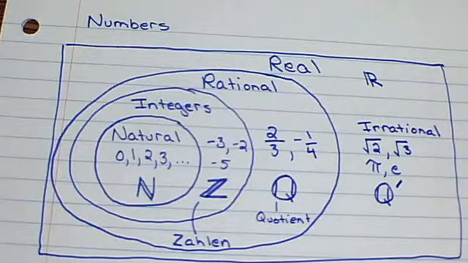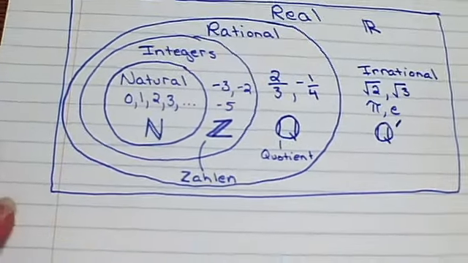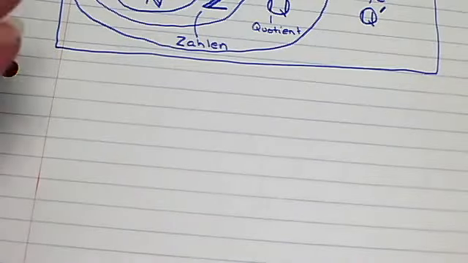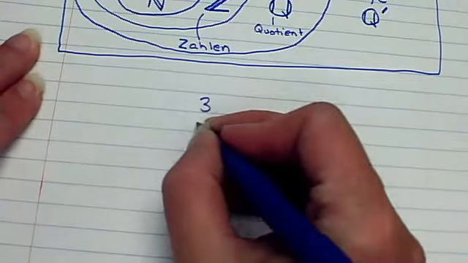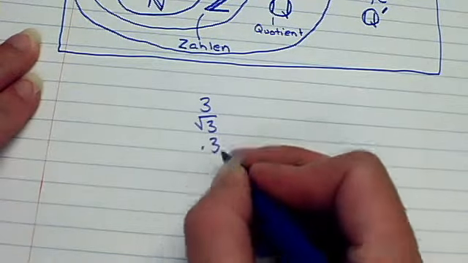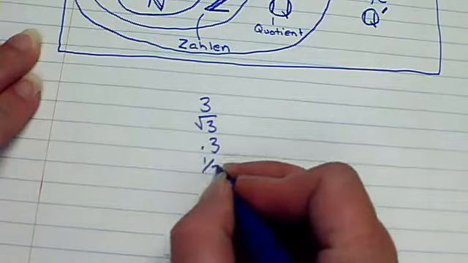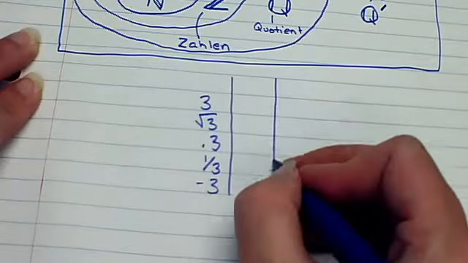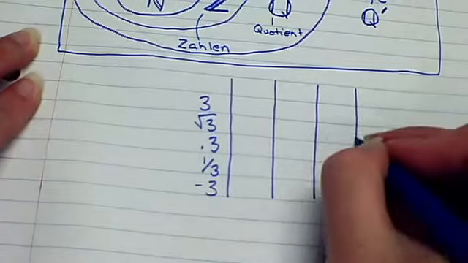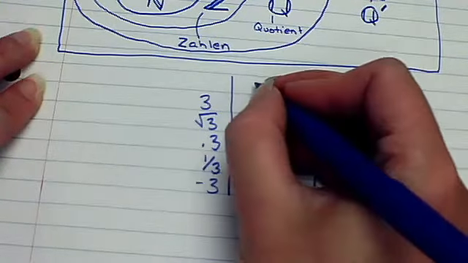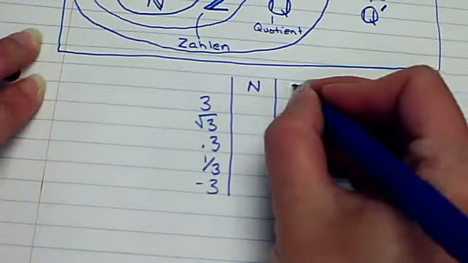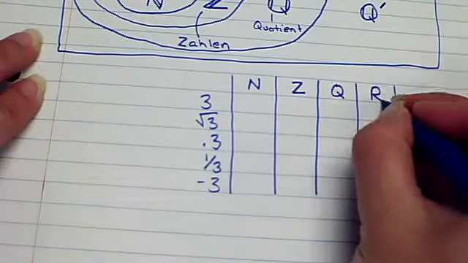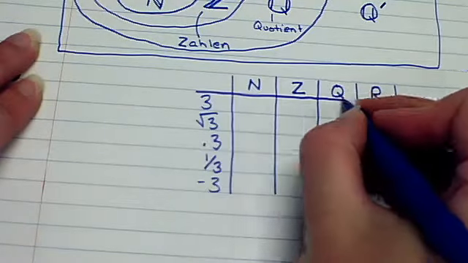Now, we want to be able to classify things according to their numbers, what set of numbers they belong to. So let's practice. I'm going to write down some numbers, and we're going to try to classify them. We're going to include anything that it can fall under. Let's start with natural numbers, integers, rational numbers, or real.